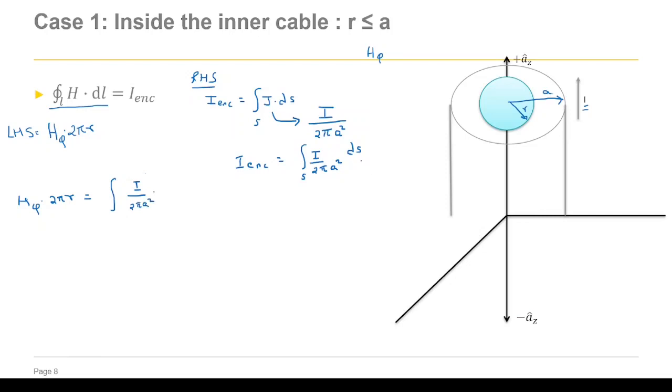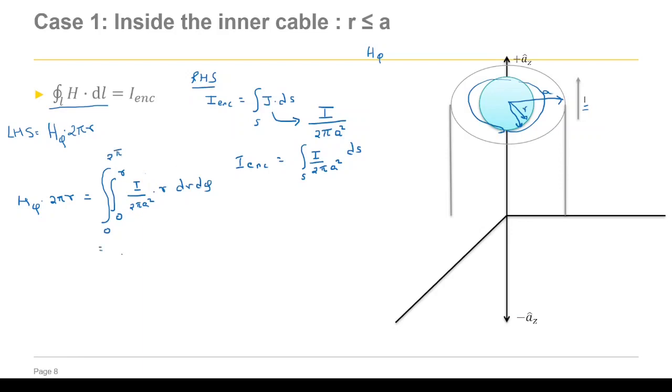Now ds, in the cylindrical coordinate system in the z direction, is going to be r dr d phi. Hence we have to perform two integrals, one on r and one on phi. The limits on r are from 0 to this particular point r, so from 0 to r, and the limits of phi are from this point all the way around to this point, 0 to 2 pi.